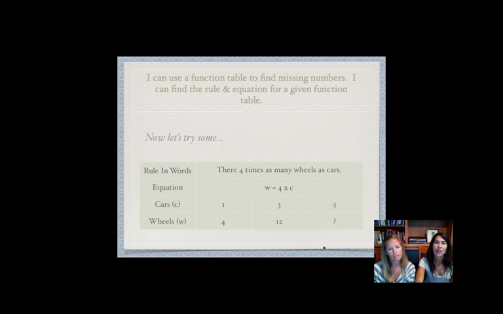So the last thing that we would need to do is figure out our question mark. So what would we do here? 5, or the amount of cars, times 4 would equal W, and what do you think? It should be 20. Yay! Alright, now it's your turn.